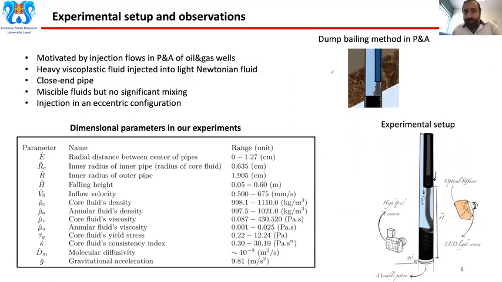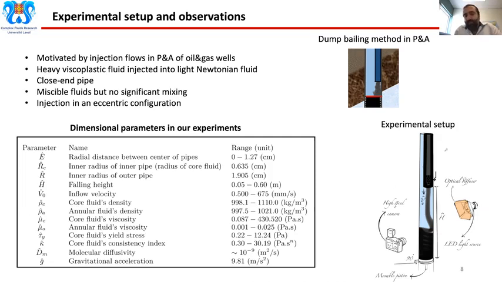So let's look at our experimental setup and observations. As I said, our motivation comes from plug and abandonment of oil and gas wells, in particular the dump bailing process. To be relevant to the process, but in a fundamental sense, we are considering a heavy fluid injected into a light Newtonian fluid: heavy viscoplastic, light Newtonian. We consider a closed-end configuration. We consider the fluids to be miscible, but not significantly mixed, and we are considering an injection geometry that is eccentric, similar to the application.